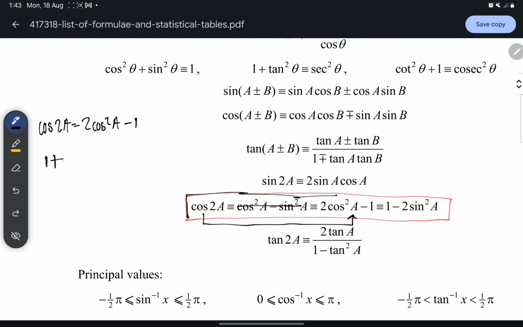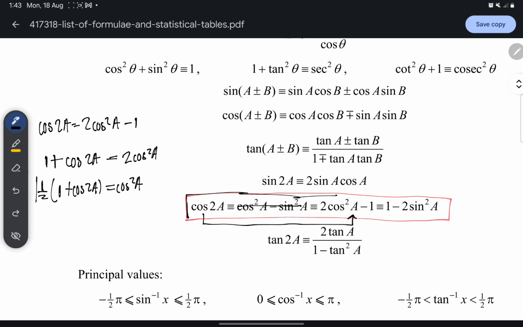It's going to be 1 plus cos 2a is equal to 2 cos squared a. Then I take the 2 to the other side, it will divide and it will be just a half. So it's half of 1 plus cos 2a. This is equal to cos squared a. So now I know what my cos squared a is.